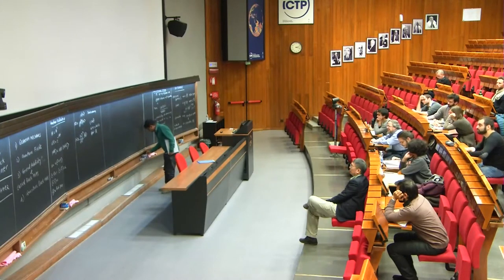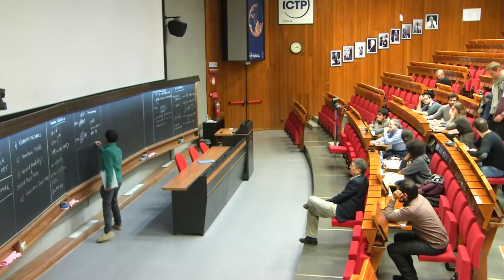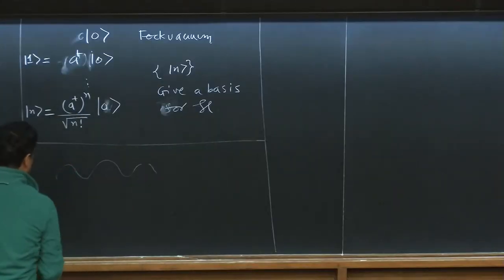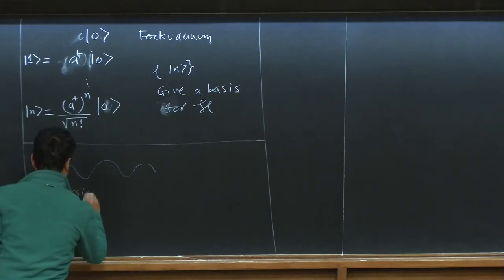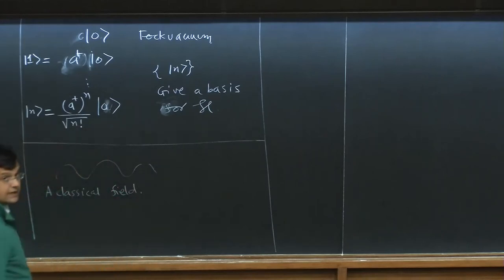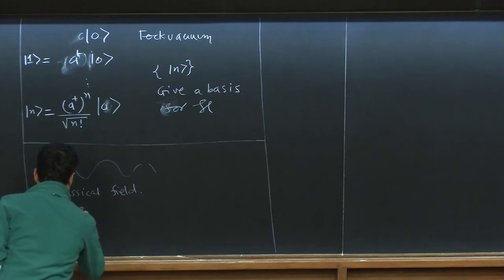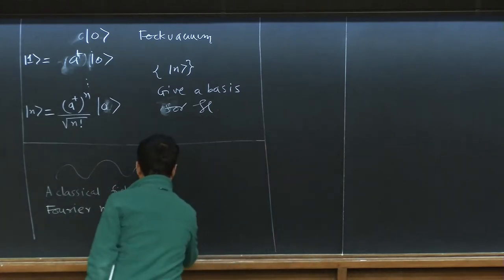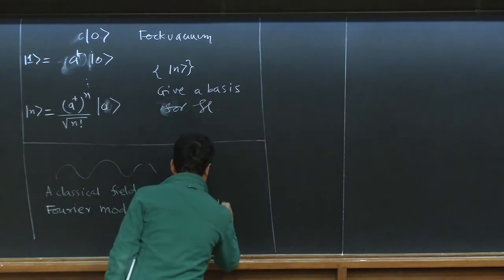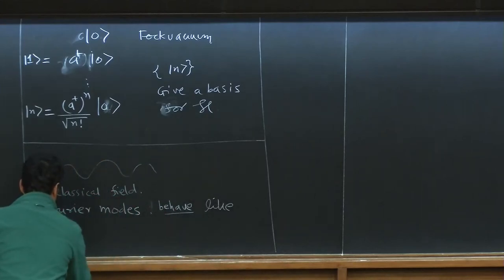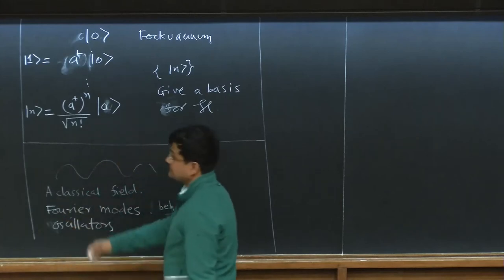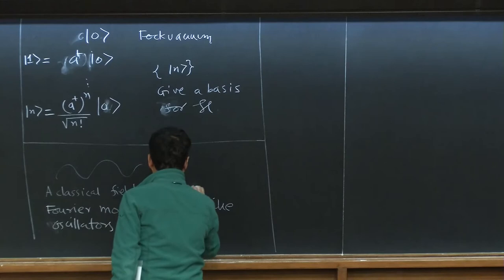Now from here, to make a transition to a quantum field is actually relatively easy, and that's what we are going to do. The main intuitive idea is that if you have an electromagnetic field, a classical field, then if you do the harmonic analysis, its Fourier modes behave like oscillators. And then by regarding those oscillators as quantum oscillators, you basically get from it a quantum field. I will explain how that happens for a simple example.